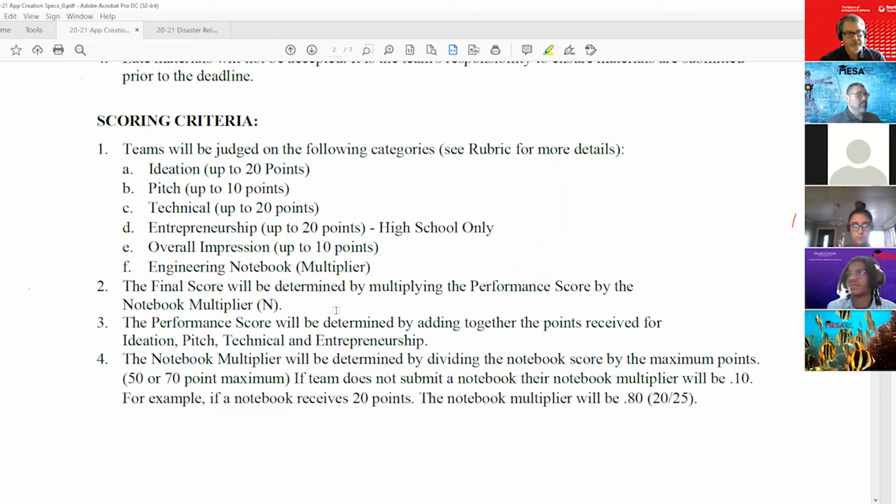The final score will be determined by multiplying your score on all these pieces by your score on your notebook. So the notebook is actually really important.